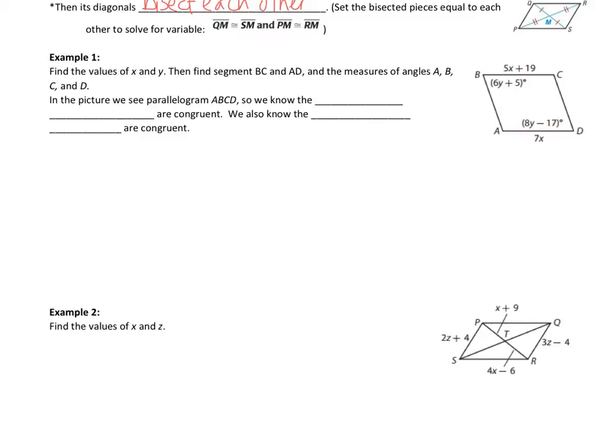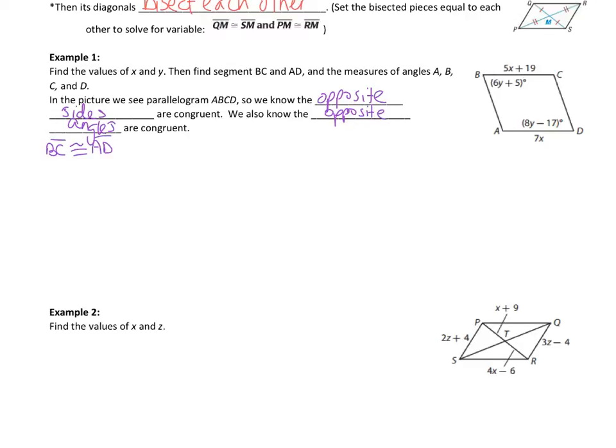In example 1, we're going to be using these different properties to find out what the different values of x and y are going to be. In the picture off to the side, we see that we are given parallelogram ABCD. So assume that it is a parallelogram. And that means that we know that the opposite sides are going to be congruent to each other. We also know then that the opposite angles, so angle B and angle D, will also be congruent to each other. Because we know they are congruent, we can set them equal.